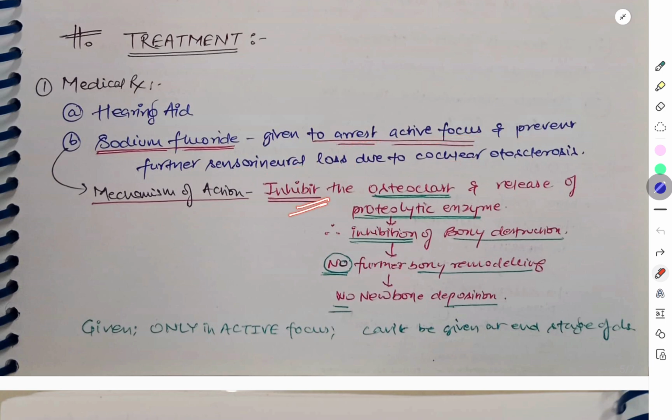It inhibits the osteoclast and thereby inhibits the proteolytic enzyme release. When the osteoclast is inhibited, the enzymes that were about to be released are also inhibited, thereby inhibiting the bone destruction. So when sodium fluoride is given, there is no further bone remodeling and no new bone deposition. It is given only in the active focus when there is osteoclastic activity. You have to inhibit that osteoclastic activity so that there is no enzyme release and no further destruction.